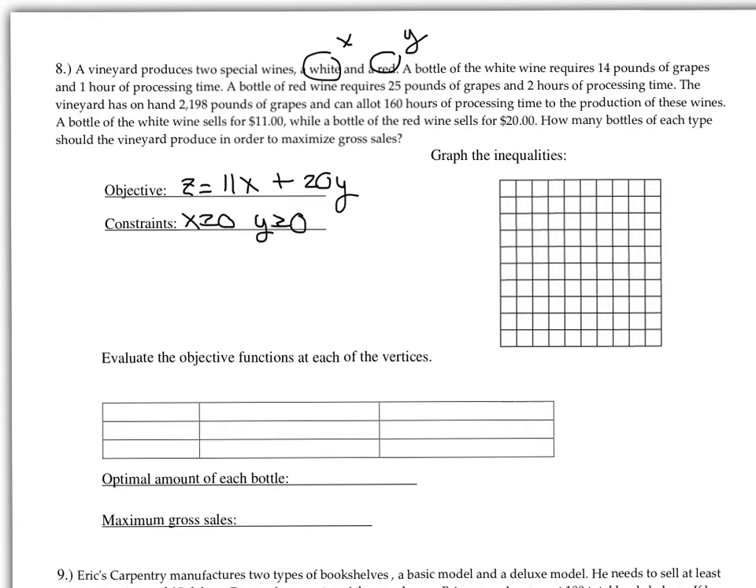And then I'm also limited by the pounds. The red wine requires 25 pounds of grapes, and the white wine requires 14 pounds. Okay, so 14x plus 25y, and we're not exceeding 2,198.